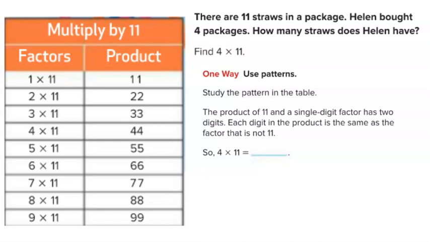So again, the pattern is that the product of 11 and a single digit factor has 2 digits. It has 2 numbers in it, and each digit in the product is the same as the factor that is not 11. So in other words, like we said, 4 times 11 is 44. 5 times 11 is 55, right?